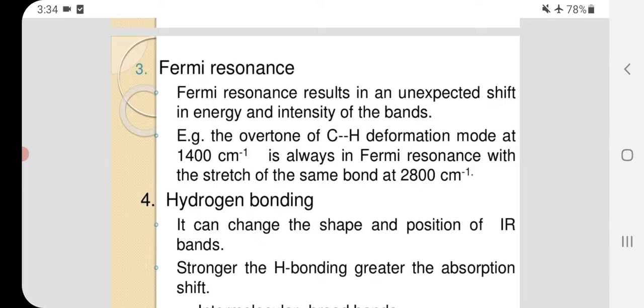The number of fundamental vibrations. A molecule containing n atoms has 3n degrees of freedom, 3 of which are assigned to translational, another 3 to rotational, and the remaining 3n-6 to vibrational motions.